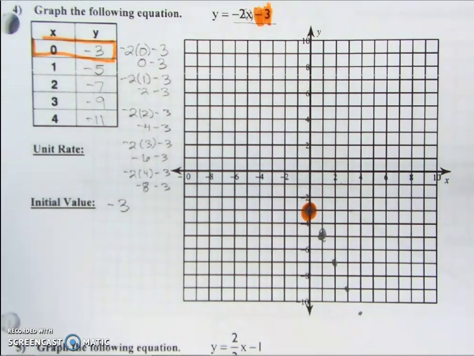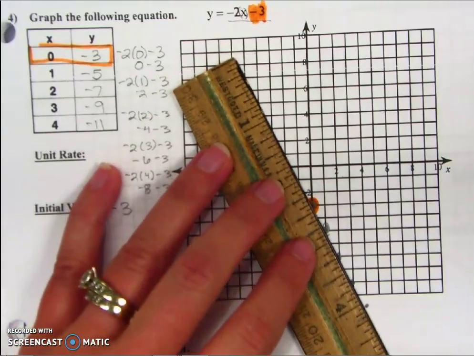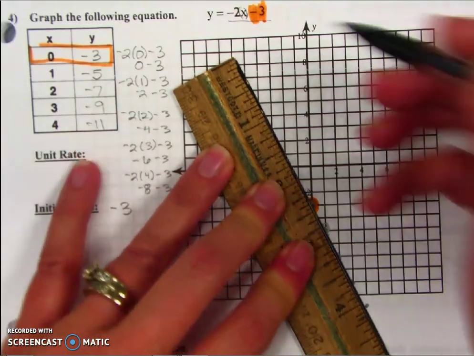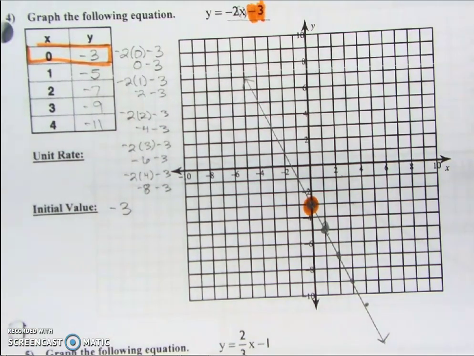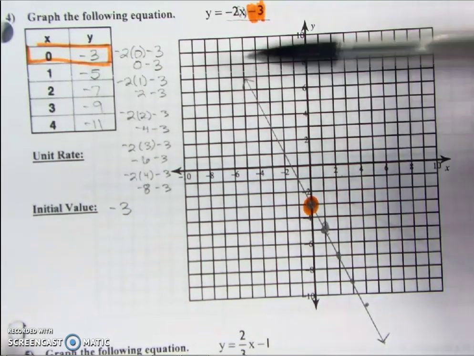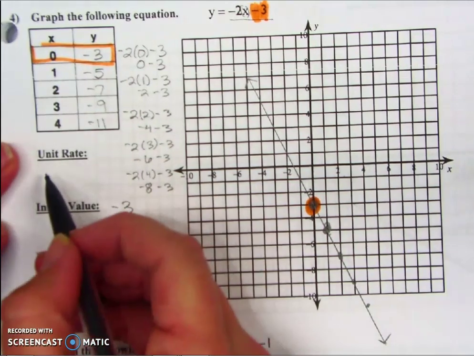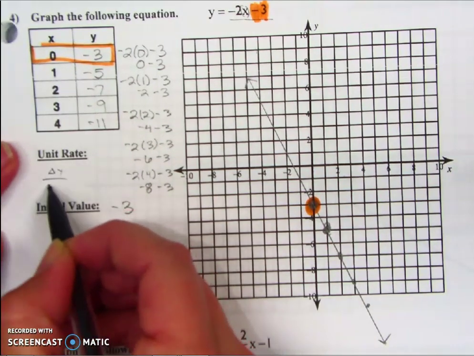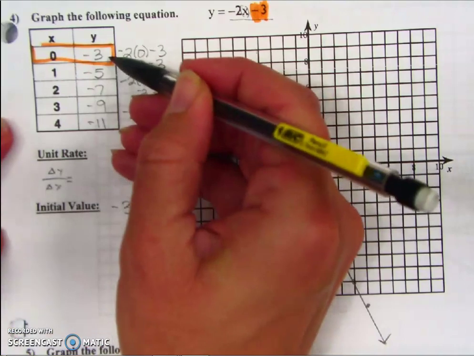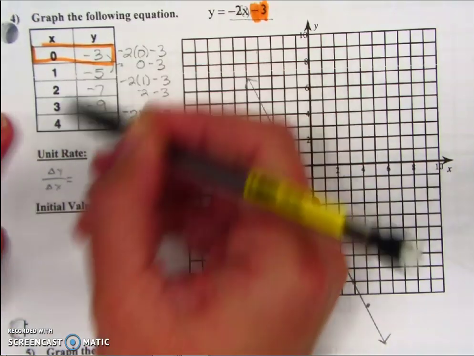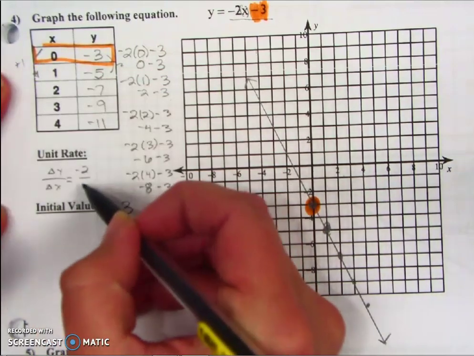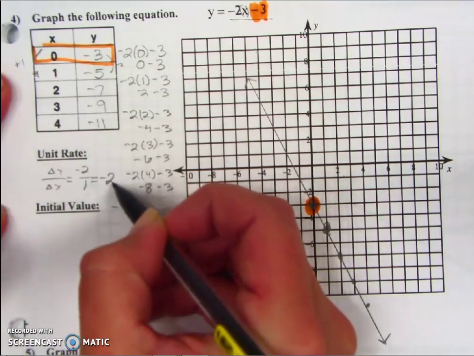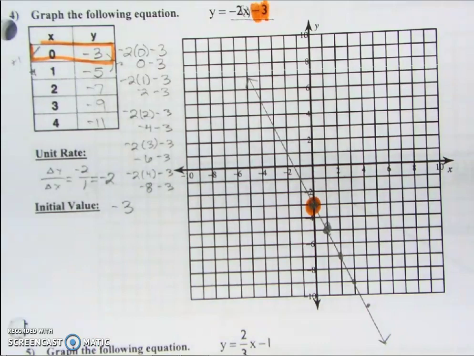All right, I'm going to use my ruler to connect my points. Let's connect those. And we see this slope goes down. We see that this is sloping downwards because that's a negative change. All right, so what's our change in y? Change in y over change in x: our change in y is going down 2 each time it's adding 1 for the x. And so again, our unit rate is going to be -2.